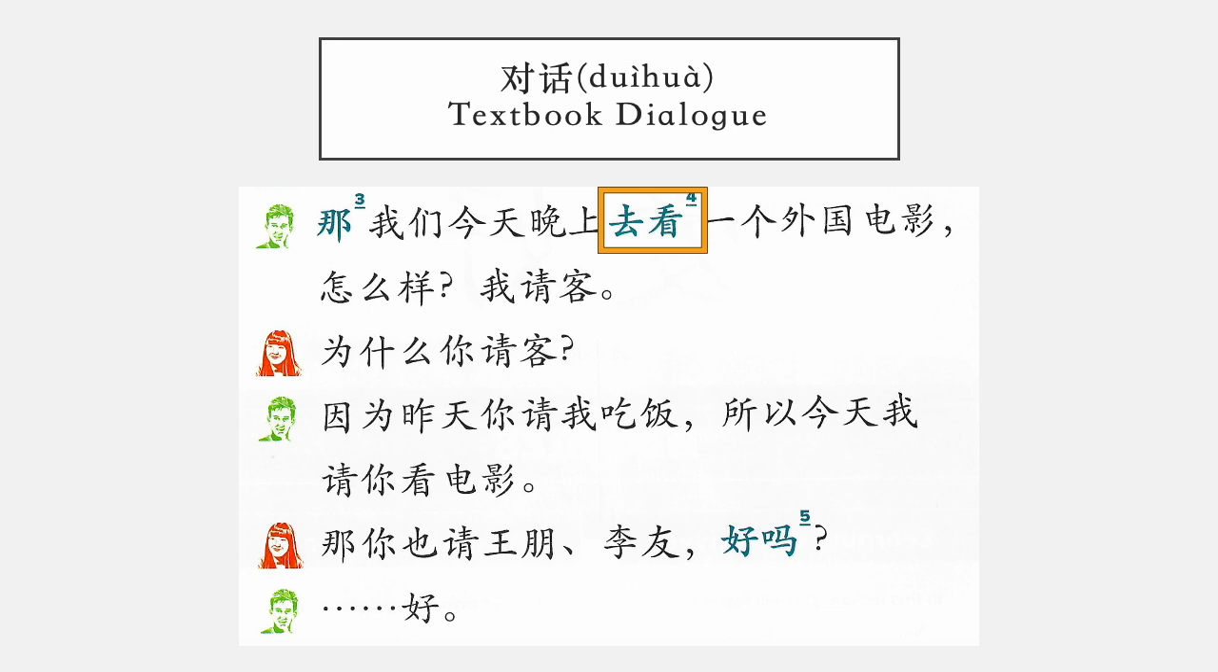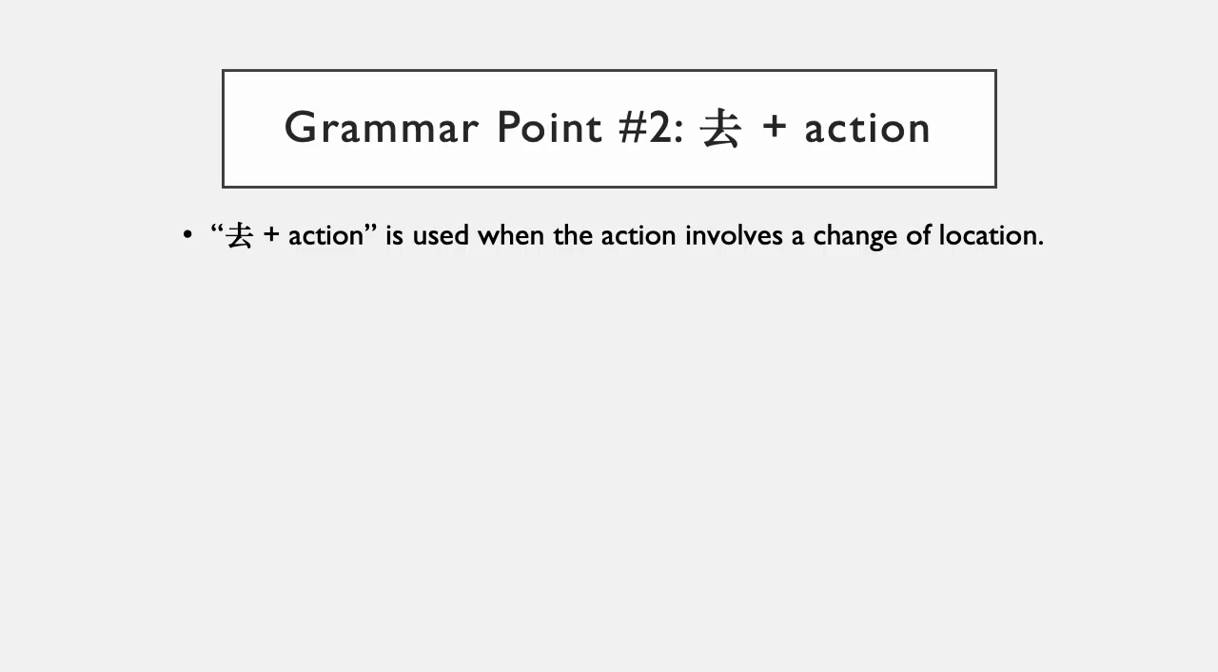The second grammar point we want to look at is the verb 去 plus an action. So 去 means to go. And here, as we see it in the dialogue, Gao Wenzhong, he says, 那我们今天晚上去看一个外国电影. So here it means to go. Therefore, when you're using this grammar pattern, 去 plus an action, it's used to indicate that the action involves a change of location. So if Gao Wenzhong wants to take Bai Ying'ai to a movie, he's going to say 我们去看一个电影, meaning we're going to go out to watch a movie.